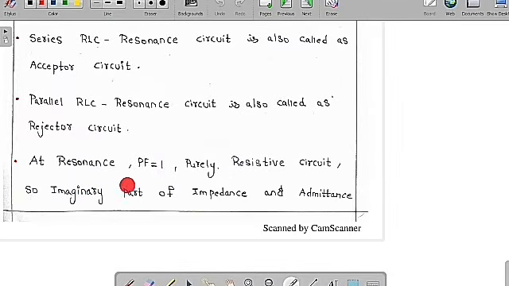At resonance, power factor is equal to 1 because the supply voltage and the supply current are in phase with each other. So the power factor angle is equal to 0, therefore power factor is equal to 1. It indicates that it is a purely resistive circuit, or the imaginary part of impedance and admittance are ideally 0. So we can say at resonance the imaginary part of impedance and the imaginary part of admittance are purely 0. Then only we can say the circuit is purely resistive. Therefore the supply voltage and the supply current are in phase with each other. This condition we are going to call the resonance condition.